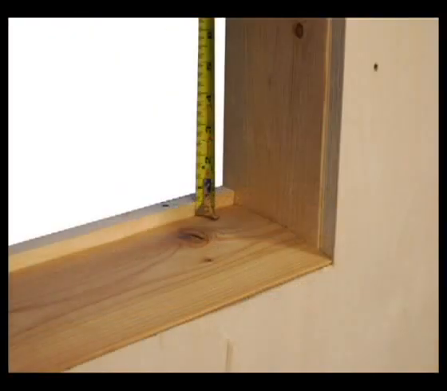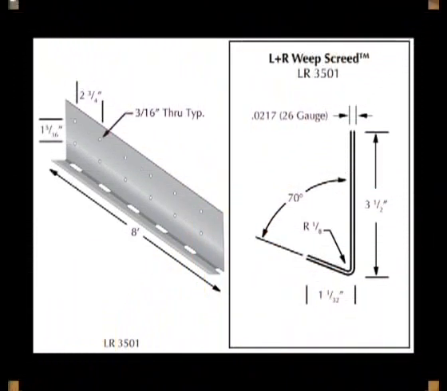Here you can see the slope to drain material attached at the bottom of the window. The high point of the slope to drain material is roughly half as high as the back dam. At the bottom of the wall, we are using the L&R weep screed. Weep screeds are a code requirement at the bottom of thin veneer walls.